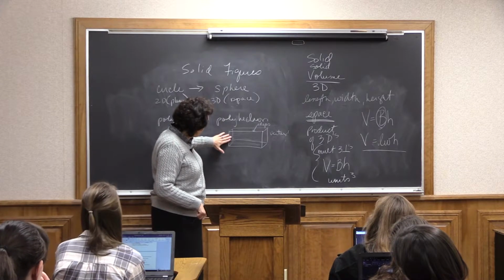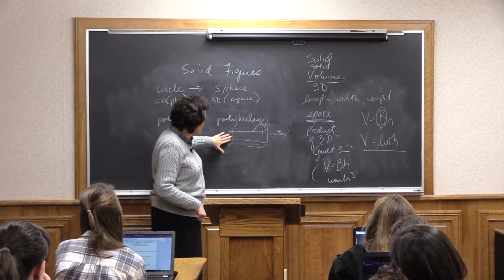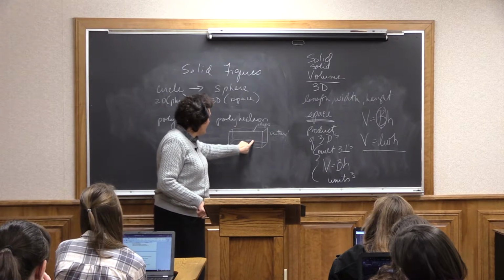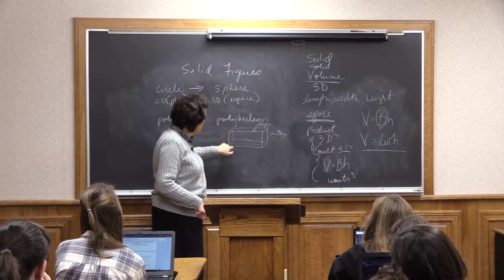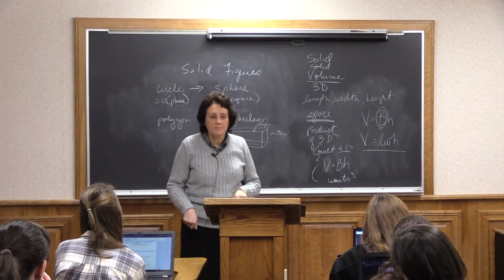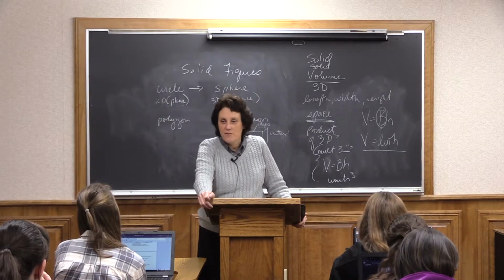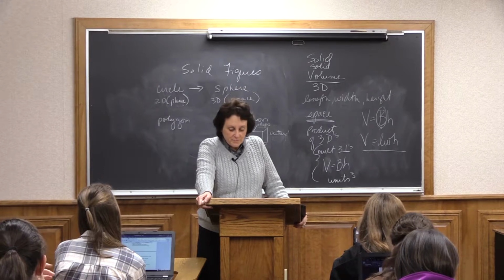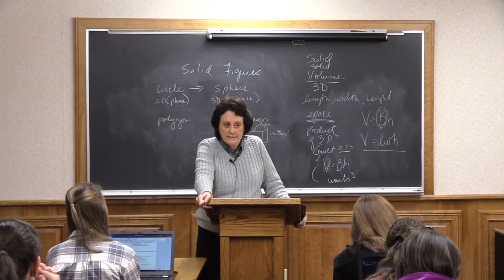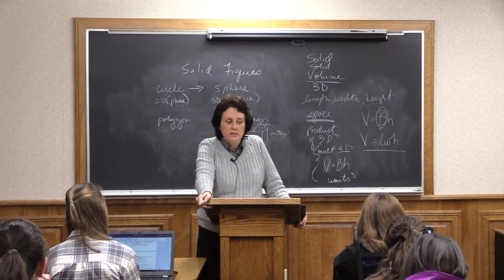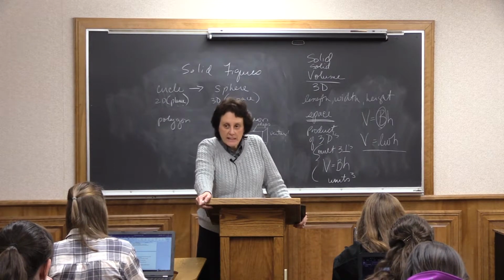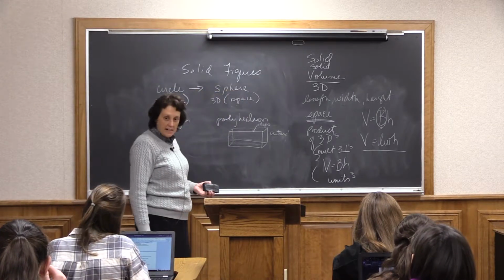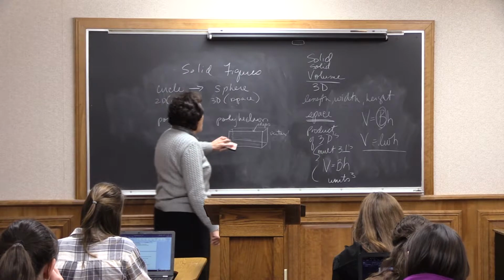Okay, how many edges? It's easy just to count them. 1, 2, 3, 4, 5, 6, 7, 8, 9, 10, 11, 12. Okay? The 7th grade book has them count the faces, count the vertices, count the edges. So polyhedron is a three-dimensional figure. It's a solid figure whose faces are polygons and edges are segments.